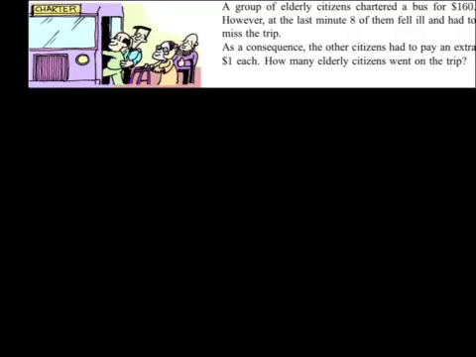Okay, here we go again. This is what we ended class with. It's our bus of old people. So how many citizens went on the trip? We're going to call that X, and we'll see if we can set up this equation.